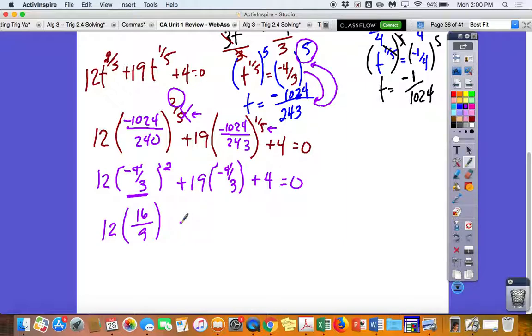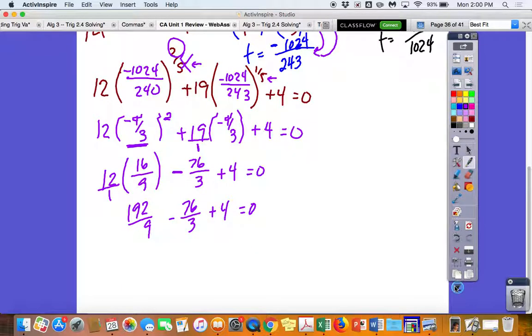Here, I would do 19, remember that's on the top, 19 times 4. 19 times 4 is 76. Well, it's going to be negative. So negative 76 over 3 plus 4. All right, on this one, okay, 12 over 1, so 12 times 16 is 192 over 9 minus 76 over 3 plus 4 equals 0. Okay, that looks just horrible. I tried to do terrible and horrible at the same time, and it came out bad.